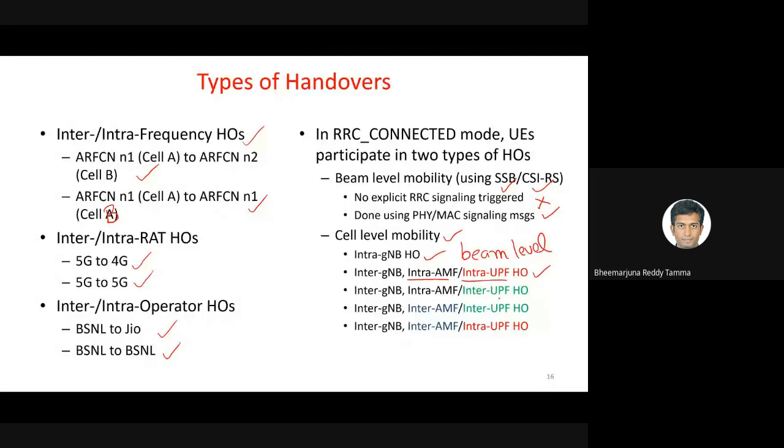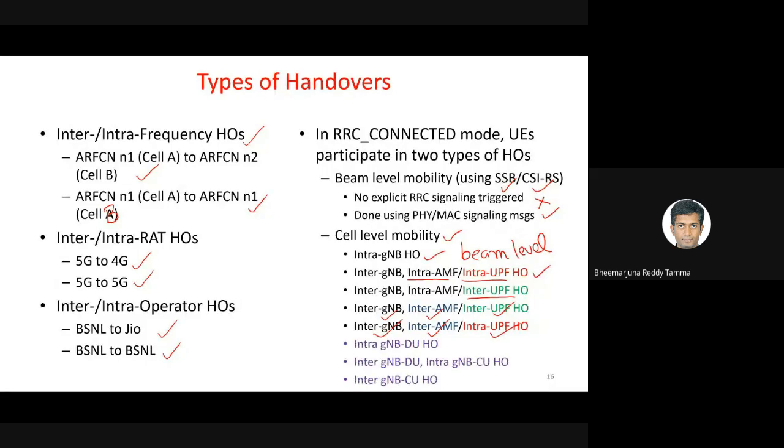But we can also have the case where your UPF changes, but your AMF remains the same. Then we have another case where your AMF is changing and also your UPF is changing when you are moving from one base station to another. And other cases where only the AMF is changing, but your UPF remains and your base station is changing. So many handovers are possible in the case of 5G NR.